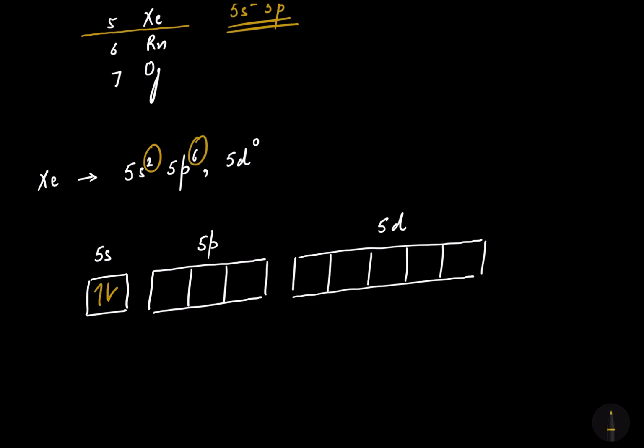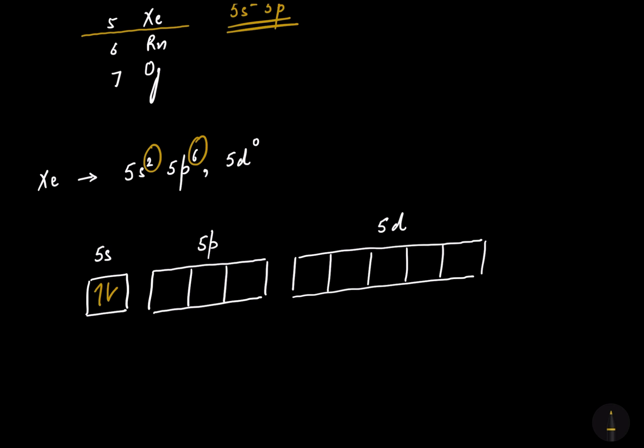Now let's fill the electrons in the 5p subshell. We have to fill 6 electrons there. In the 5p subshell, we have 3 degenerate orbitals, so we are going to fill 6 electrons according to Hund's rule. Hund's rule states that in case of degenerate orbitals, firstly, all the orbitals will get 1 electron each with a spin of +1/2. After that, pairing will start.